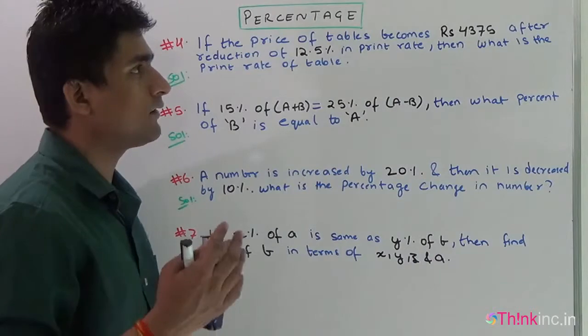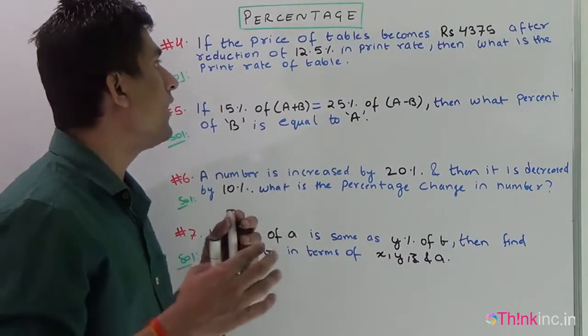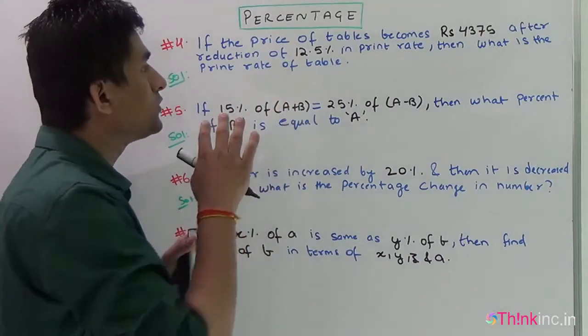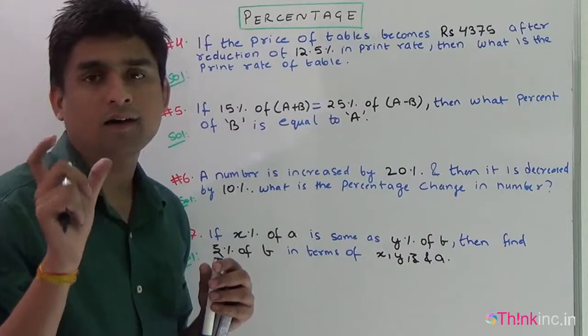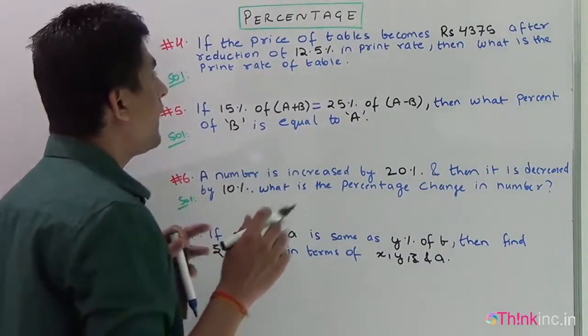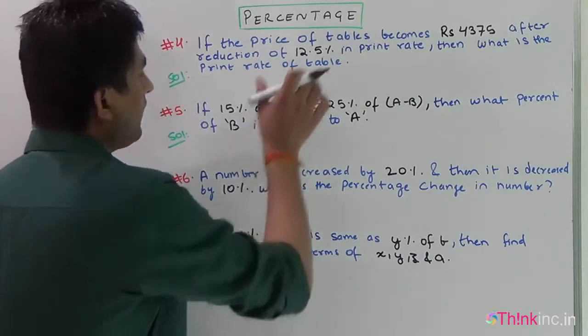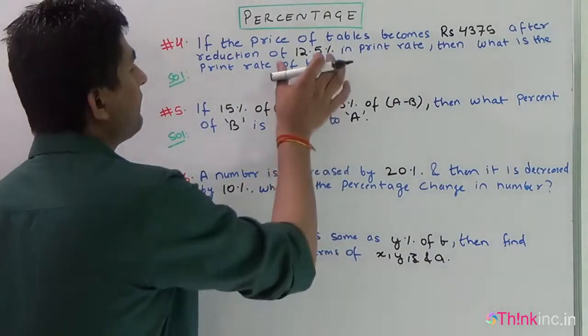From this question, one thing should be clear: if 12.5% was not deducted from the actual price, the actual price would have been 100%. This point should be clear in your mind. Okay, now I'm solving this question. There are different methods by which we can proceed. First, we can calculate.